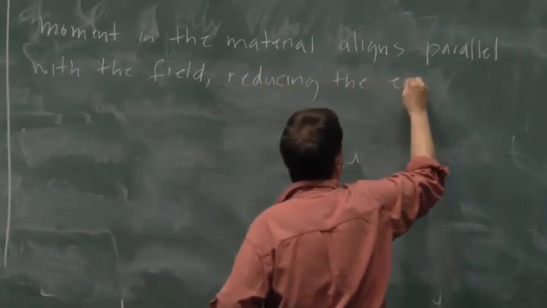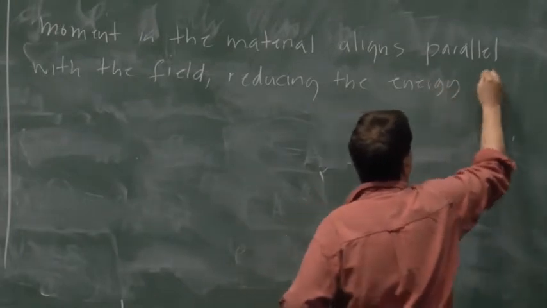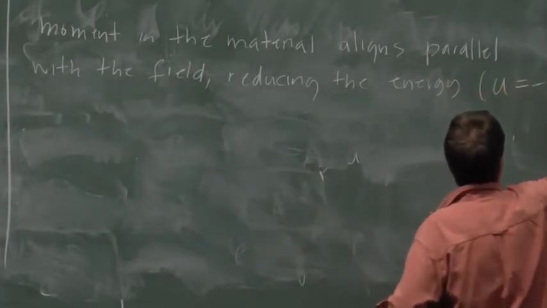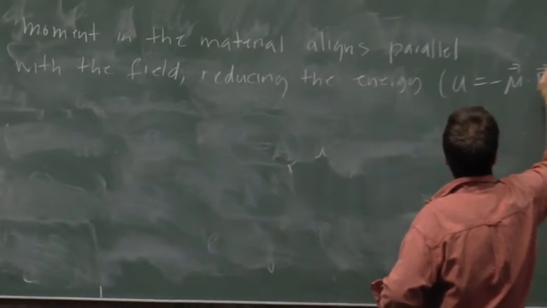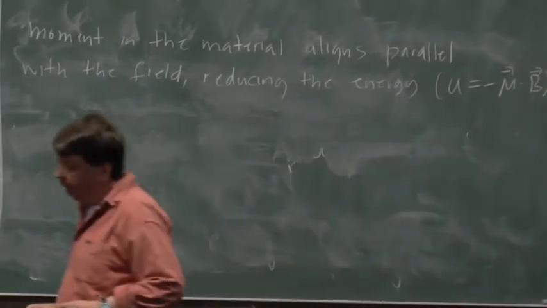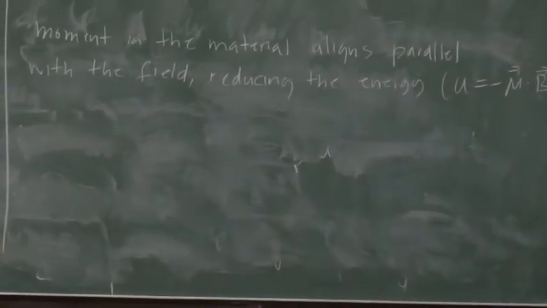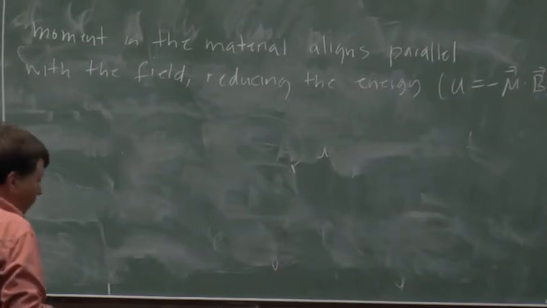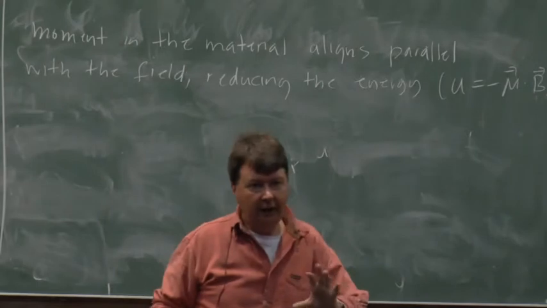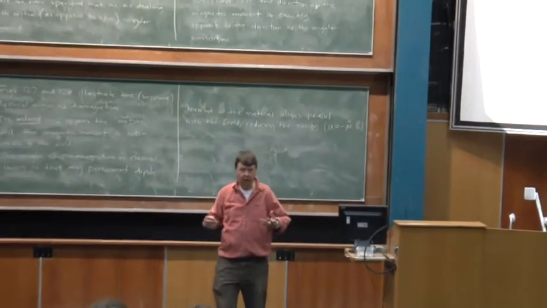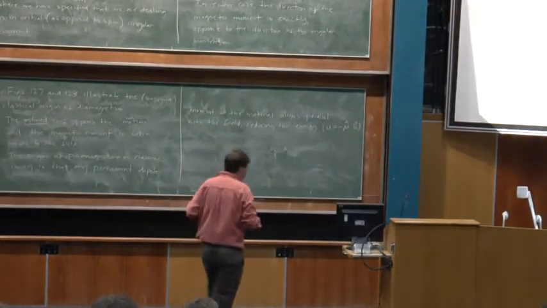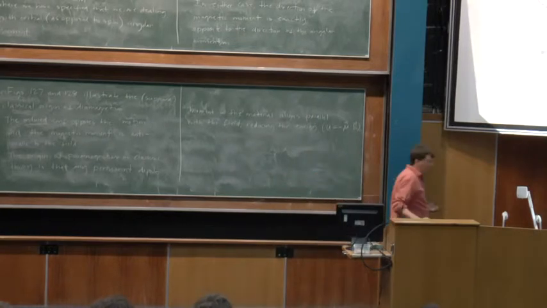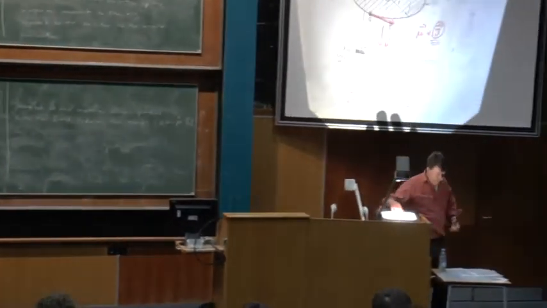Again, remember U is minus mu dot B. So it's attracted in because it goes to a lower energy state. Now, there's no real analogies. Now, they start to break down because we have to hit now quantum mechanics.